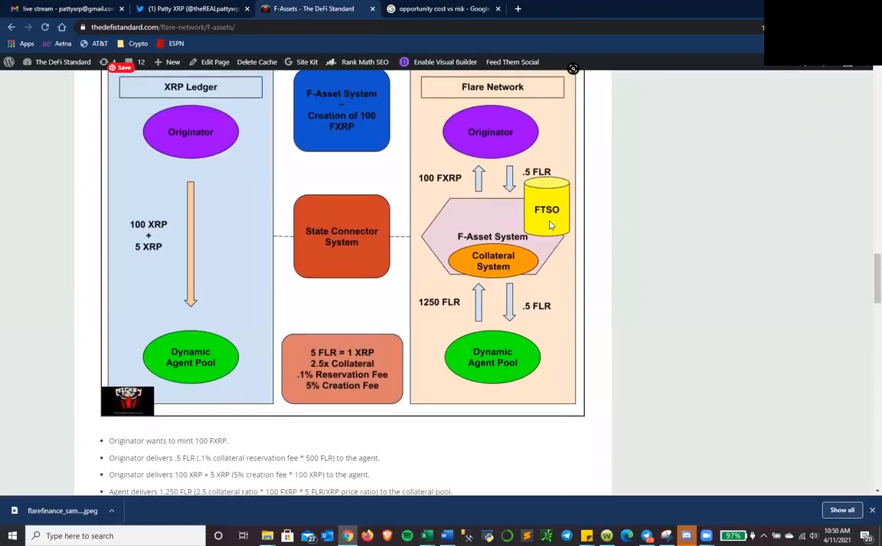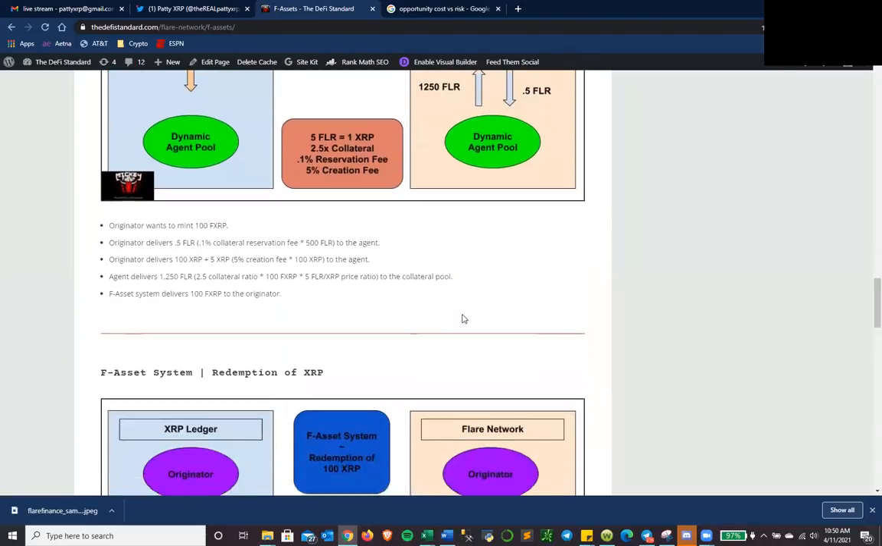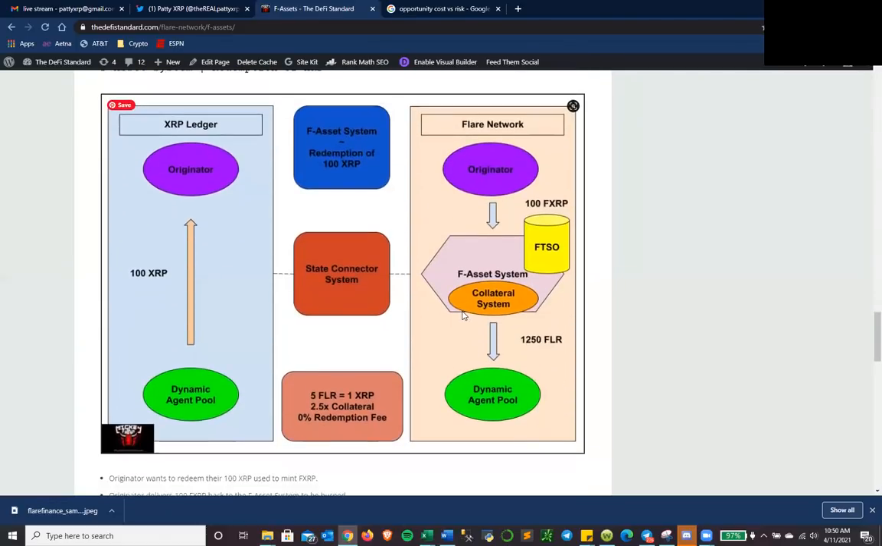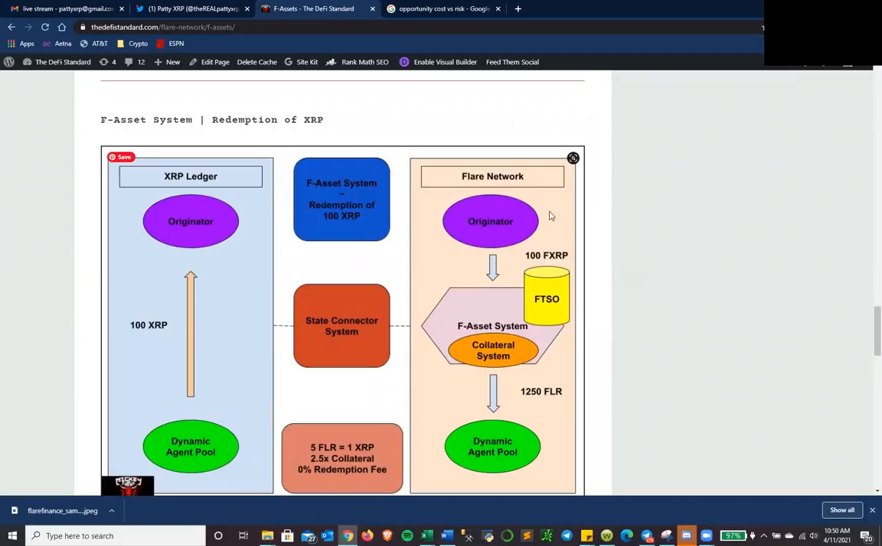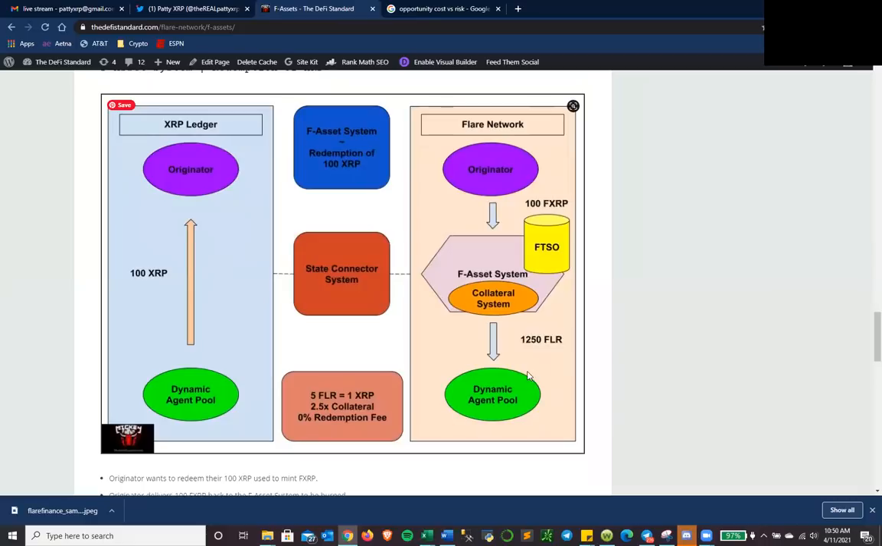Cool. So hopefully fairly straightforward here with the F asset system. And then if you go down to the next part, this is what a redemption would look like. So you as the originator kick it off, you deliver 100 FXRP back to the F asset system. And then if the agents are done providing Spark, that would be given back to them from the collateral system. They could keep it here and let it be used to create another FXRP position. And once you deliver it back to here, it gets rid of the FXRP, so it's no longer in circulation. And then on the other side, on the XRP ledger, these agents would deliver your 100 XRP back to you, and now you've closed out your position.